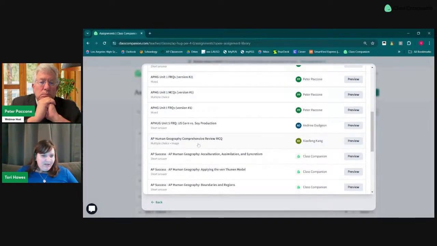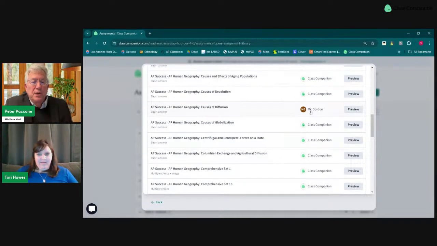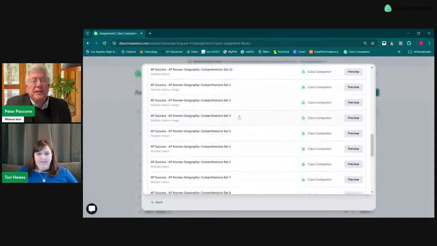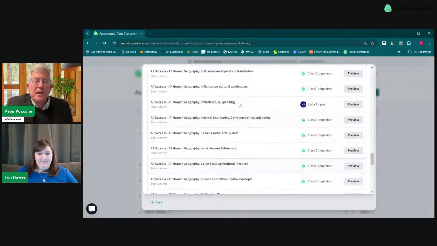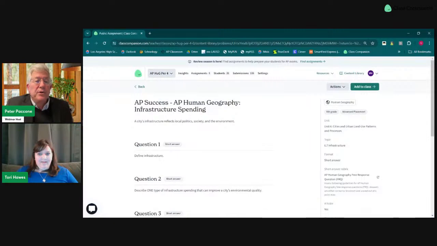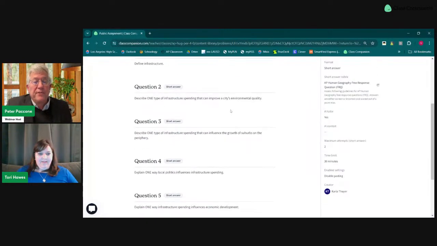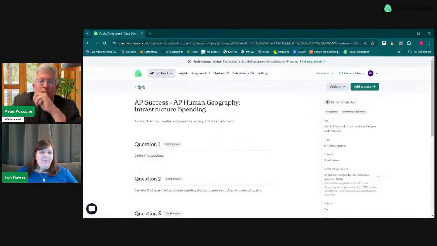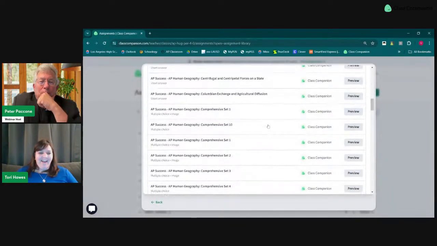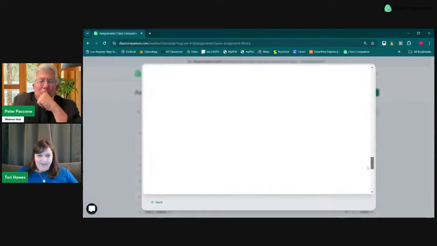So just to make clear here, teachers themselves can create assignments and then share publicly, and Class Companion creates assignments with their team, and that's called the creator, and you can choose how to filter for that. Is that right? Yeah, and sometimes you'll still get the same question. So define infrastructure. This is the same question as I was just looking at.